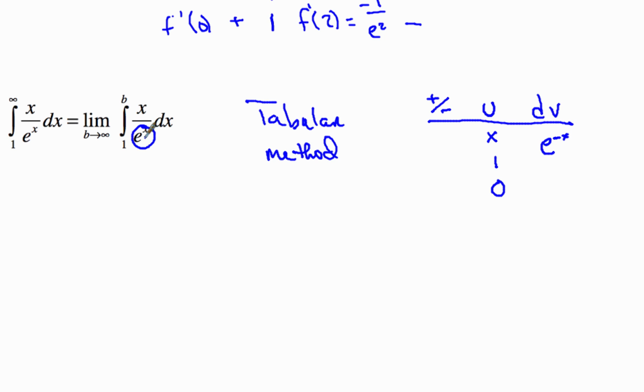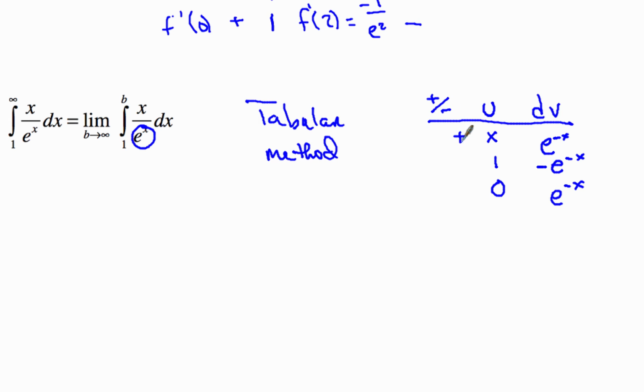Now when I find its antiderivative, I'm going to have e to the negative x, but don't forget the negative out in front of that. And of course, when you take the antiderivative of negative e to the negative x, you're going to be back at e to the negative x. Now alternating signs, so it's just going to be plus, minus, and then plus.